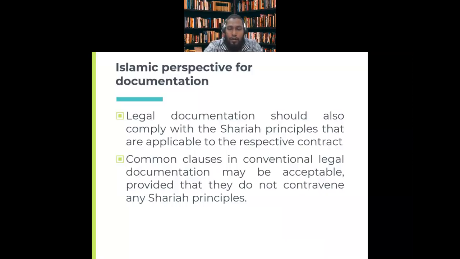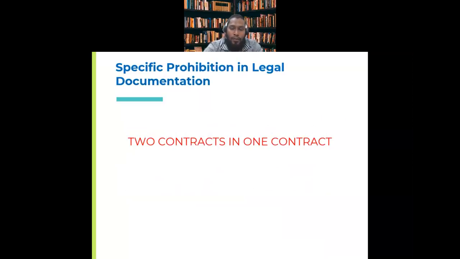So common clauses in conventional legal documentation may be accepted with the condition that they do not contravene any Sharia principles. So, what are the specific prohibitions in legal documentation? The first one, which is very important in Islamic financial products, is the prohibition of two contracts in one. The Prophet sallallahu alaihi wasallam has prohibited two contracts in one: naha Rasulullah sallallahu alaihi wasallam an bay'ataini fi bay'atin.